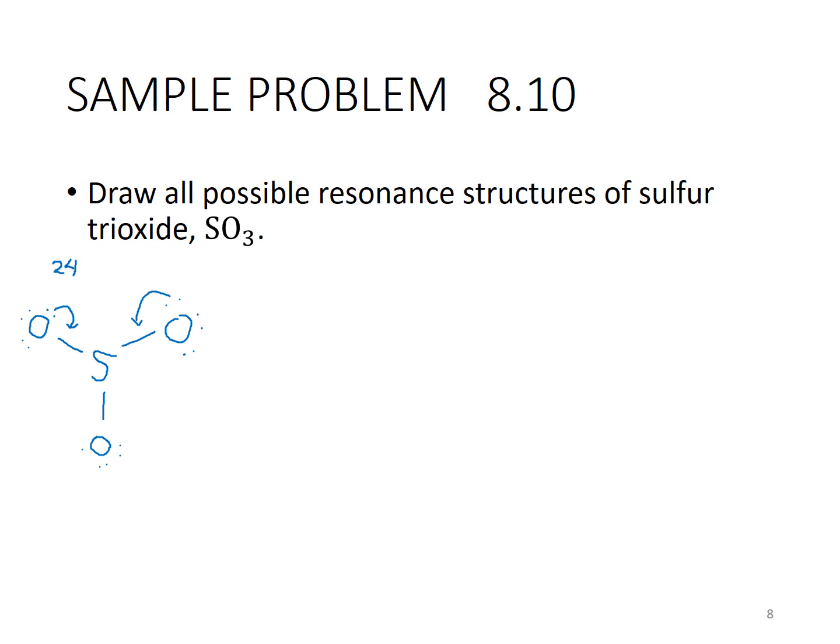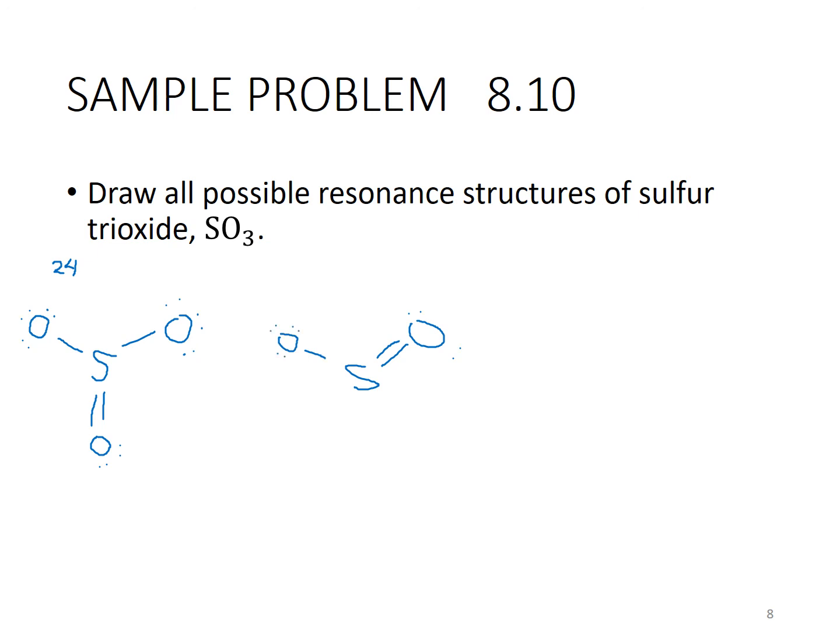Again, this is assuming that sulfur obeys the octet. Okay, so here this is one of them where we have this sort of setup, and again we'll be able to do the same thing for the other 2 oxygens to form those 3 different resonance structures.